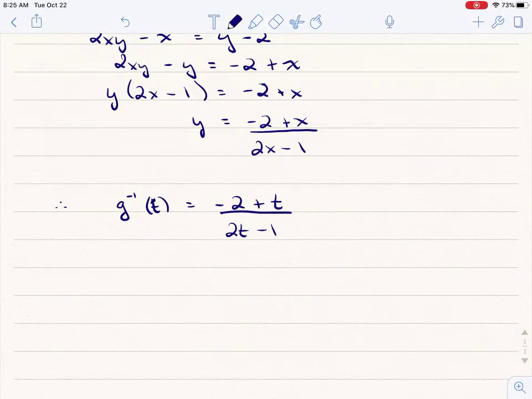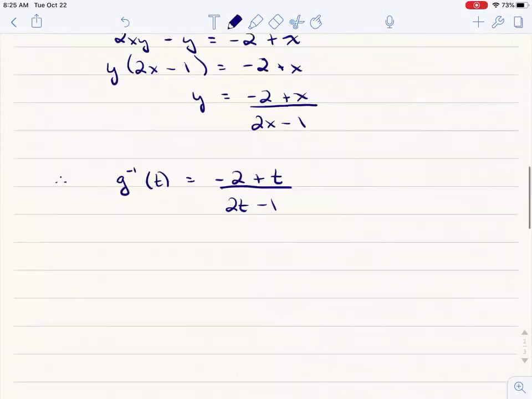Okay. Clean this up a bit. So there's the inverse. It looks similar to the original function, and it will usually look a little similar, though not always. So you have to be really careful when you're solving for y, keeping all your negatives straight and all your multiplying and dividing.